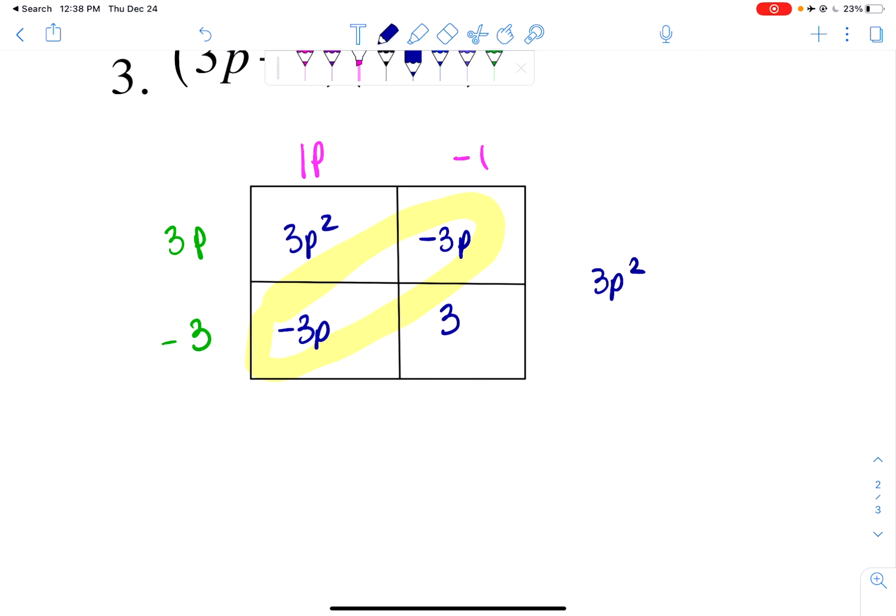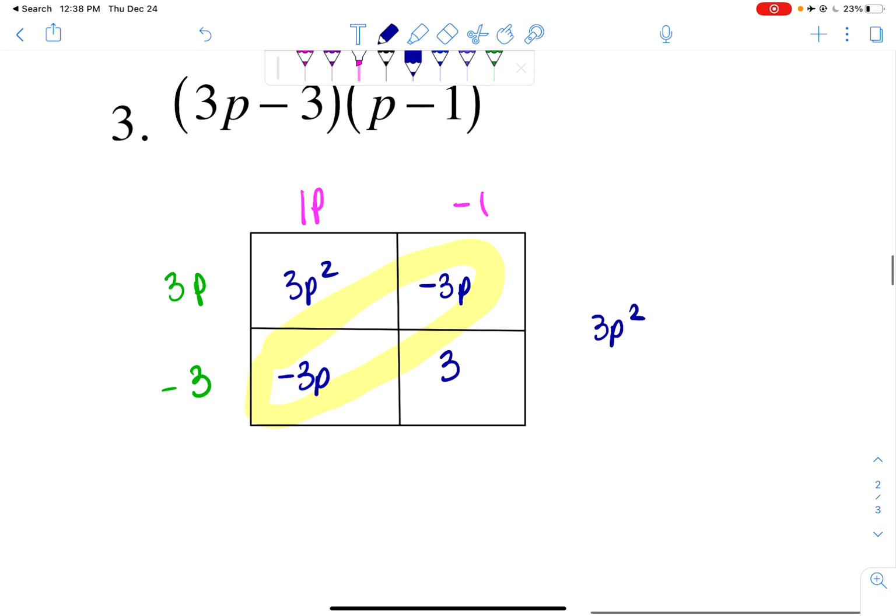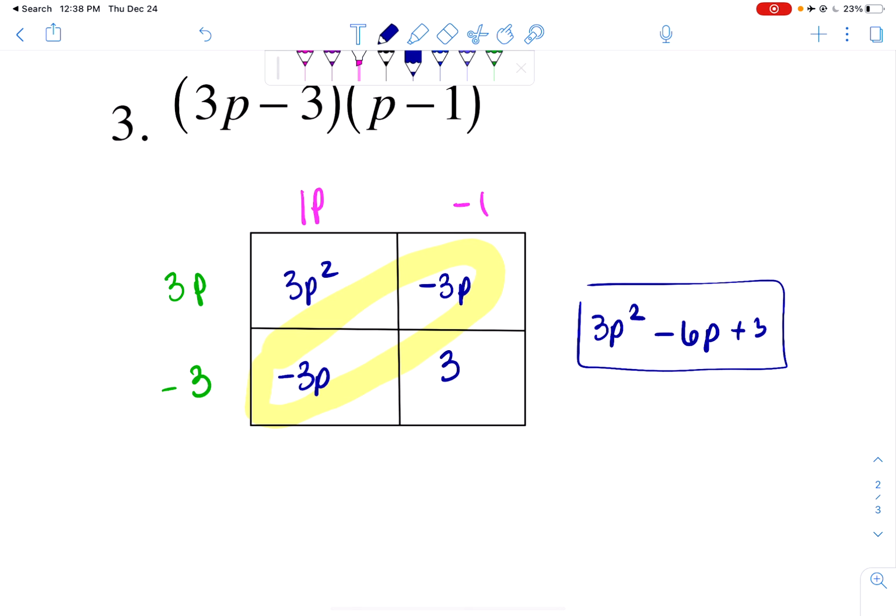Here's something I noticed on one of the Ed Puzzles. One of the questions was, what's negative 3n minus 3n? A lot of you put 0. That is not the case. If I have negative 3p minus 3p, that's going to be a negative 6p and then plus 3. That's your final answer. Here's why.